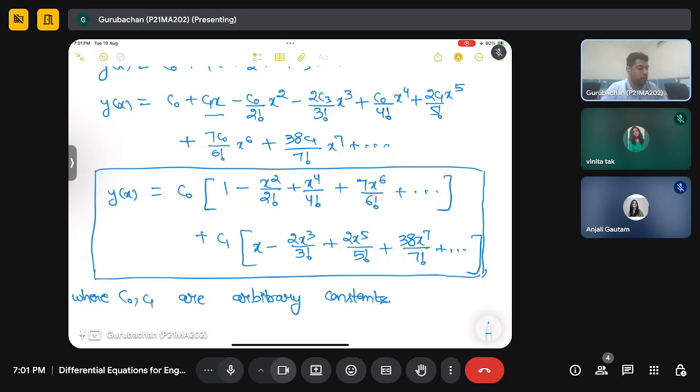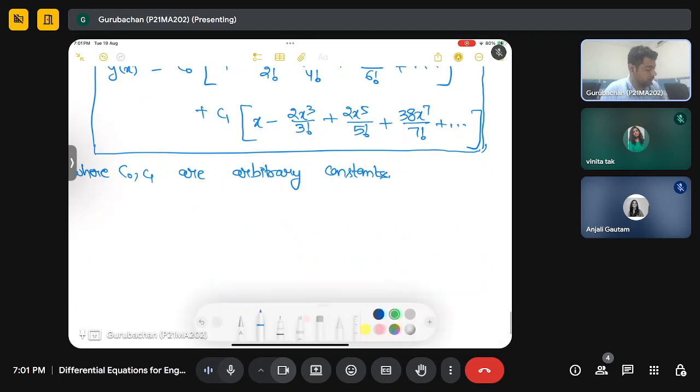Okay, so let me give you the next question, which is also based on this power series solution. From this power series solution, you may get to know that this is a little difficult to solve. We have to take so much precaution so that there is no calculation error.